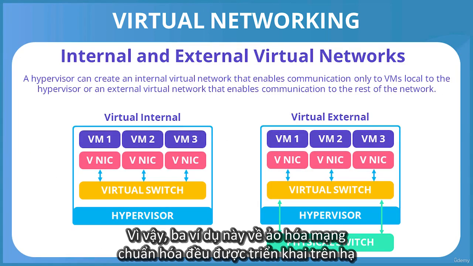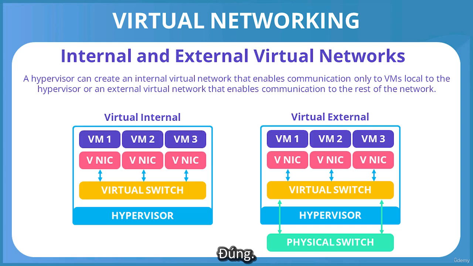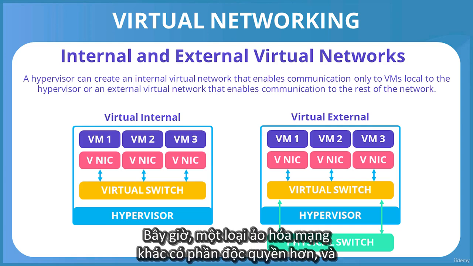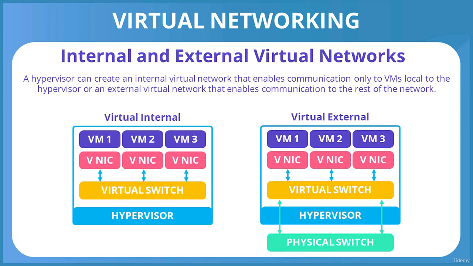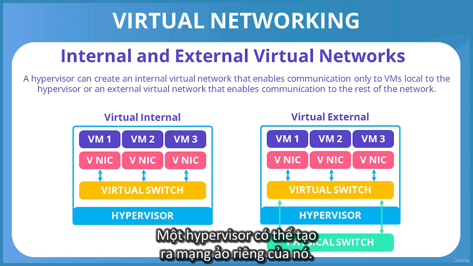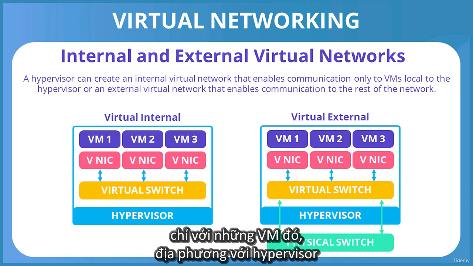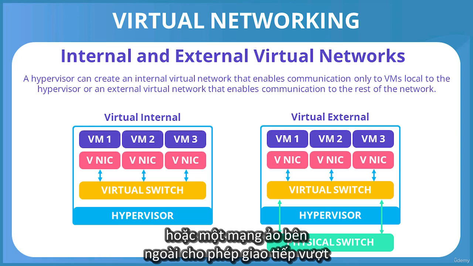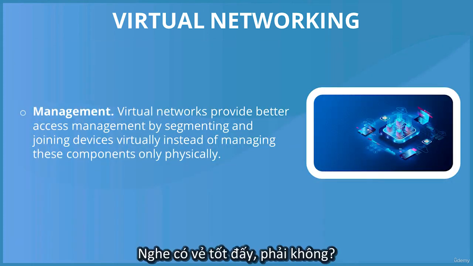So these three examples of standardized network virtualization are all deployed on top of existing network infrastructure, such as routers, switches, and cabling, right? Now, another class of network virtualization is a bit more proprietary, and it happens deep inside a hypervisor that's running virtual machines, or VMs. A hypervisor can create its own virtual network, either an internal virtual network that enables communication only to those VMs local to the hypervisor, or an external virtual network that enables communication beyond the hypervisor to the rest of the network. Sounds pretty good, huh?